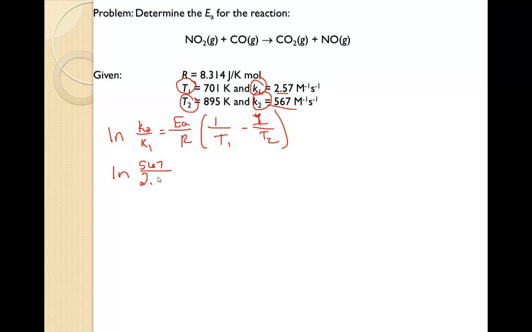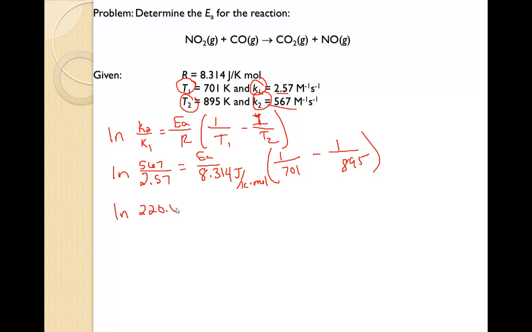Activation energy is what we're looking for. R is 8.314. One over T1 is 701. One over T2 is 895. So 567 divided by 2.57 is 220.6. Ea, 8.314 joules per kelvin per mole. Notice that for the k's, the units canceled.